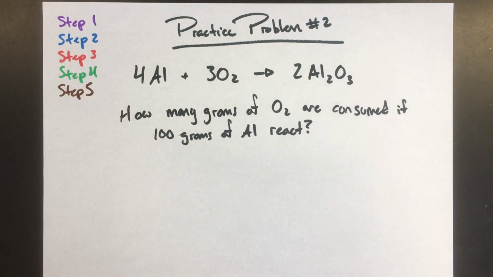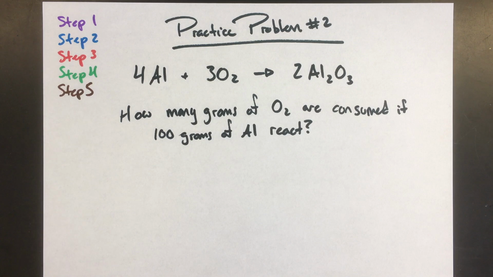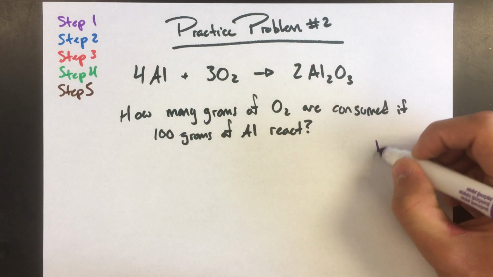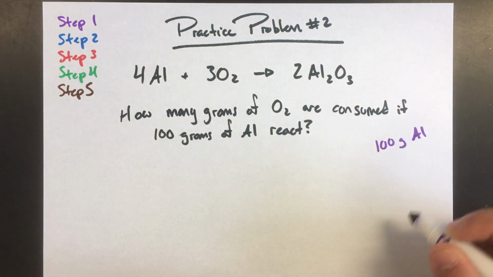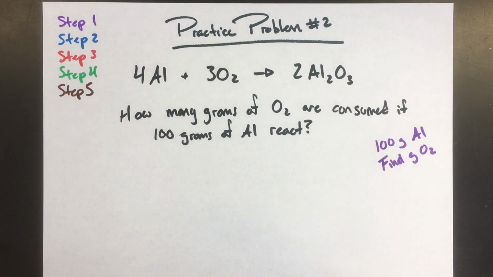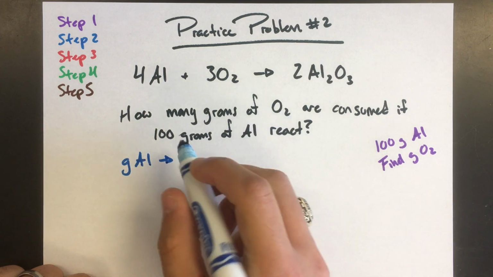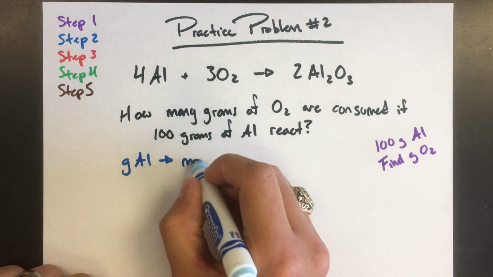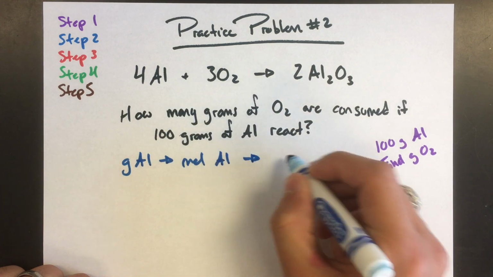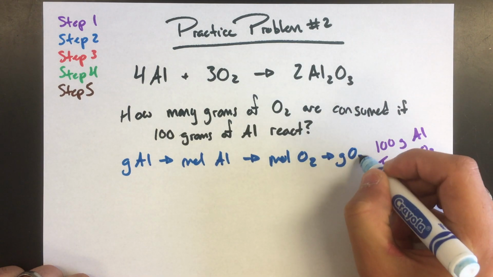Okay, here's our second practice problem. So in this reaction, we're trying to figure out how much oxygen gas is consumed if 100 grams of aluminum react. The first step is to find what's given to us. We know that 100 grams of aluminum react, and we're trying to find the grams of oxygen gas. So from here, we can create a roadmap that says I'm starting with grams of Al and reacting to go to moles of Al. Then we're going to moles of O2, and then finally ending with grams of O2.